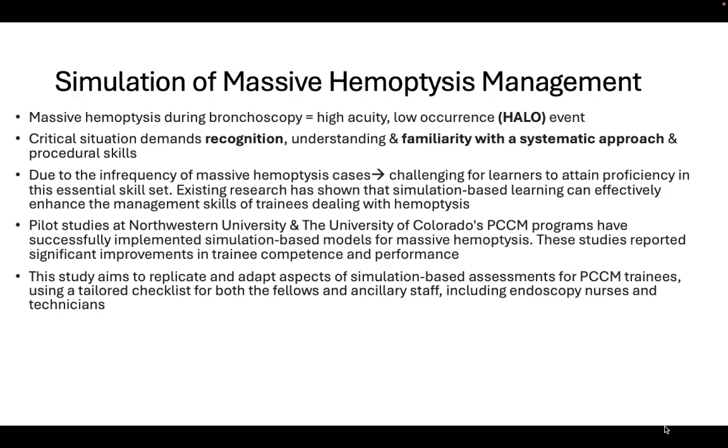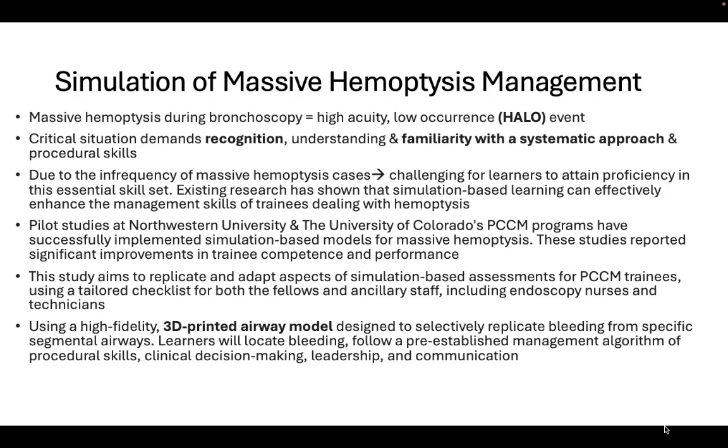In our study, we want to replicate these simulations, but also adapt the simulation-based assessments for not just our fellows, but also for our ancillary staff, including endoscopy nurses and technicians that are a vital part of our cases. We have done this by not only creating a simple algorithm to understand the basics of how to manage hemoptysis in the bronchoscopy suite, but also a tailored checklist for the individual roles involved in this process.